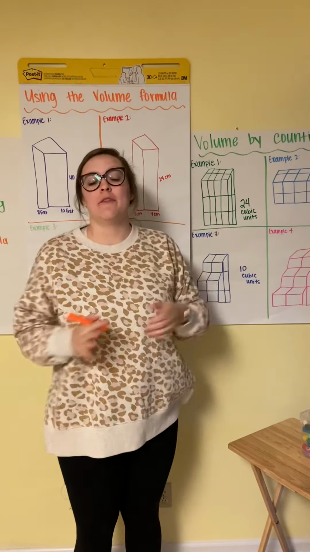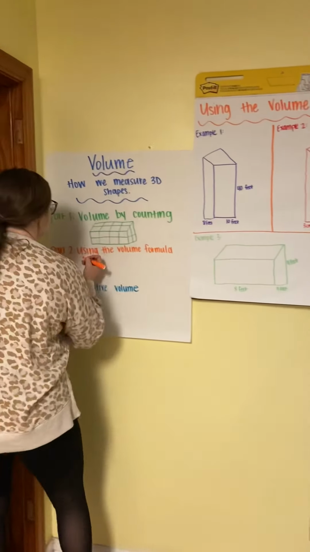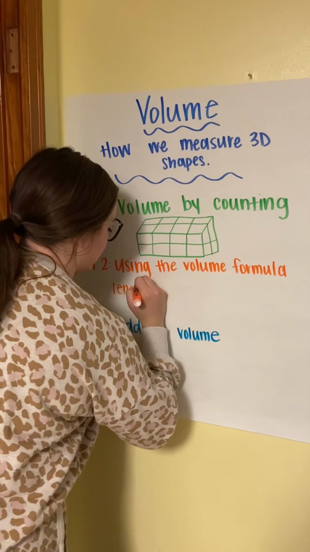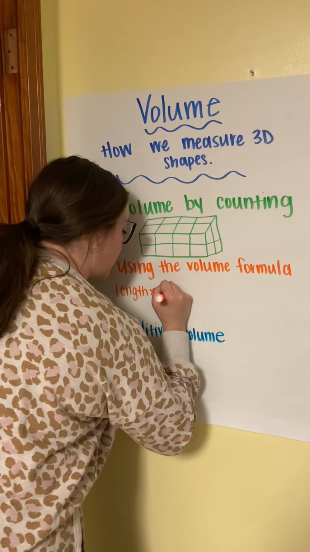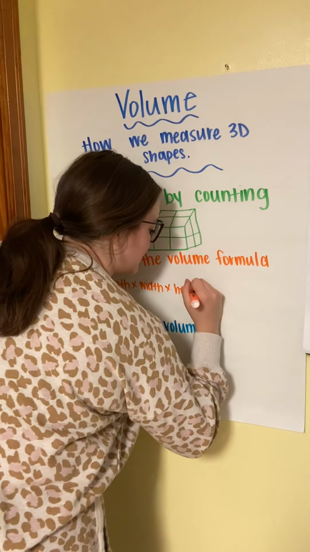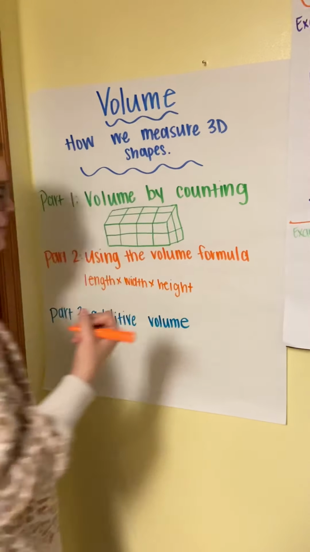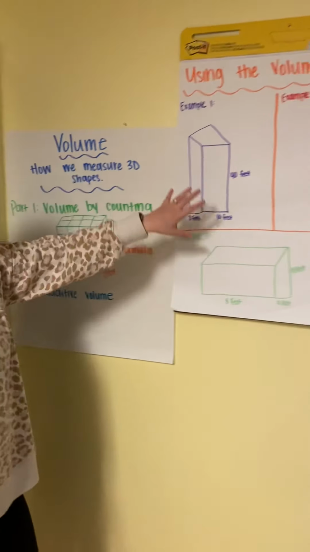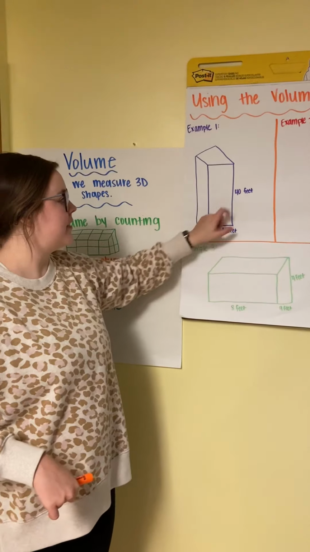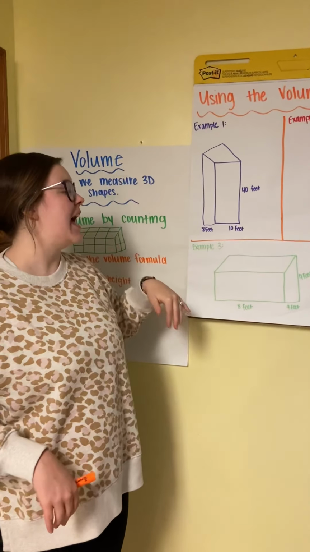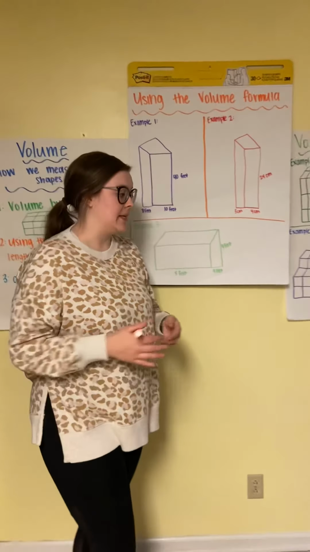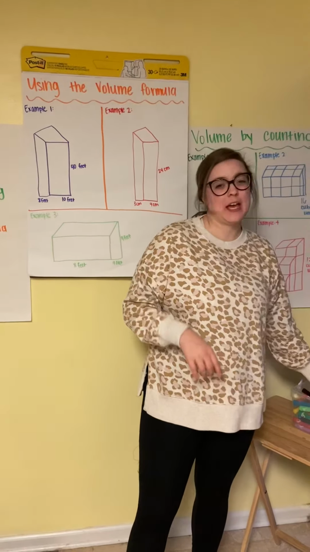And so your volume formula is length times width times height. So you'll notice on all of my examples over here that I have a length, I have a width, and I have a height. And that gives me all the numbers I need to figure out what my volume is. And so you're going to have to put your multiplication skills to use.